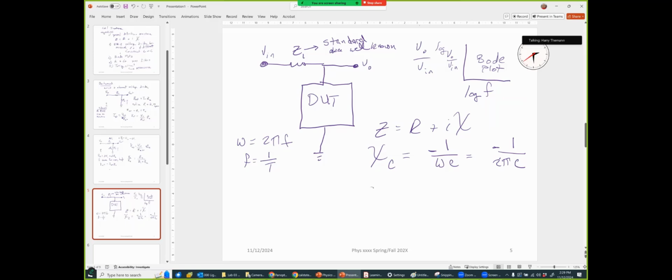And then for an inductor, it equals omega L. Notice that it's not negative omega L, it's just omega L, which is 2 pi F L. Now, you may have heard me mention, and you may have noticed from the oscilloscope lab, that what this means is that inductors and capacitors are frequency-dependent resistors.